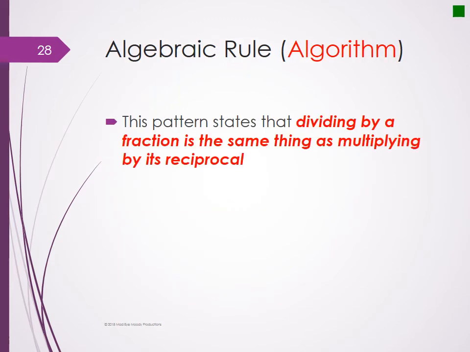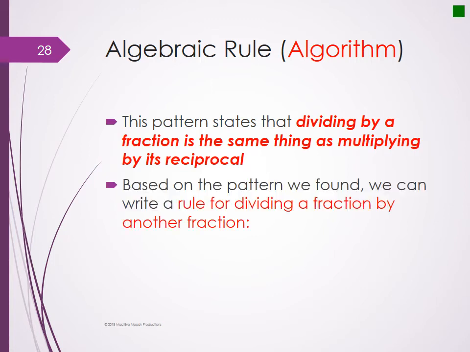These examples have demonstrated a pattern, and this pattern is what we will call the algorithm or the algebraic rule. Dividing by a fraction is the same thing as multiplying by its reciprocal. That is a phrase that you must memorize. You must learn it, you must know it, it must be part of your being. You must know that dividing by a fraction is the same thing as multiplying by its reciprocal.